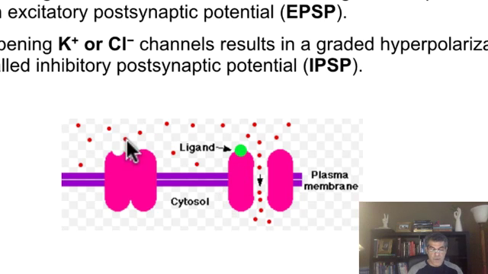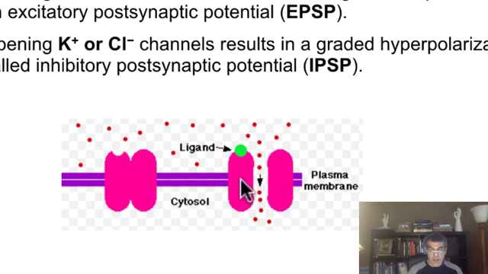Let's say this neurotransmitter sits here and opens the channel, and as a result, chloride comes in. Chloride is negative, so as soon as it comes inside, the cell becomes more negative. As a result, it's going to inhibit this cell. Therefore, we call this an inhibitory postsynaptic potential, or IPSP.